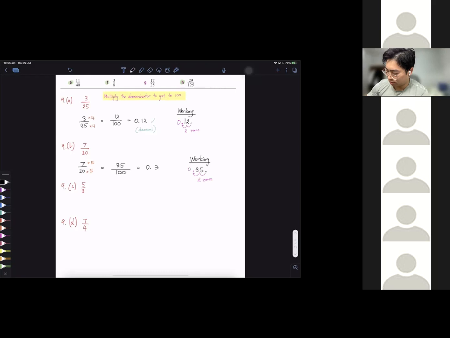Mister, if the denominator is under 10, do we have to times it to get to 10? Yeah, that would be a fantastic idea, actually. Okay. Instead of going to 100, you can go to 10. Why is that? Because it's the closest. It had to be a base of 10. We don't have to always multiply it to get it to 100. So this one here, get it to 10.